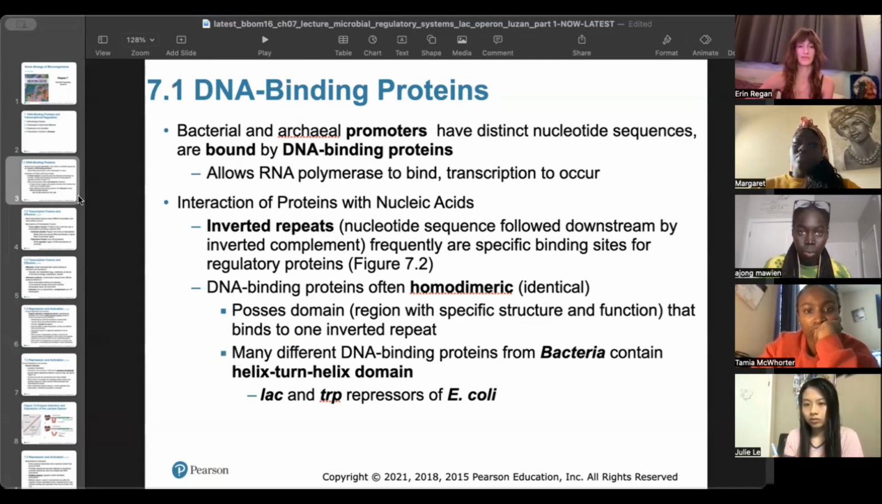The repeats can become inverted, which means the nucleotide sequence is followed downstream by an inverted complement. And there are frequently specific binding sites for regulatory proteins. The DNA binding proteins are often homodimeric, which means they're identical. They possess a domain, which is a region with specific structure and function that binds to one inverted repeat. Many different DNA binding proteins from bacteria contain helix-turn-helix domains, such as the LAC and TRP repressors in E. coli.